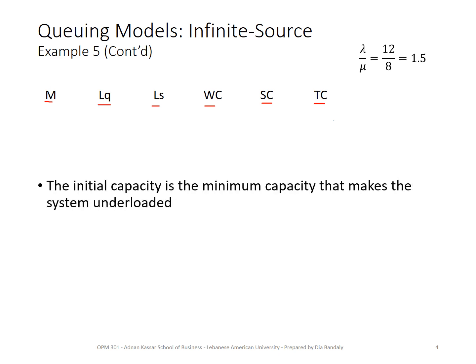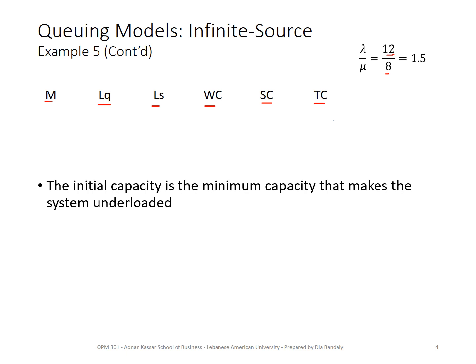The procedure says start with an initial capacity. And you may wonder, isn't initial capacity always equal to 1? No, it's not always the case, right? Look, for example, at this problem that we have on hand. Lambda is 12 and mu is 8. Meaning that demand is 12 and my capacity is 8. So if I have one server only, one server, my capacity is lower than my demand. So I'm overloaded, so I cannot use the model.